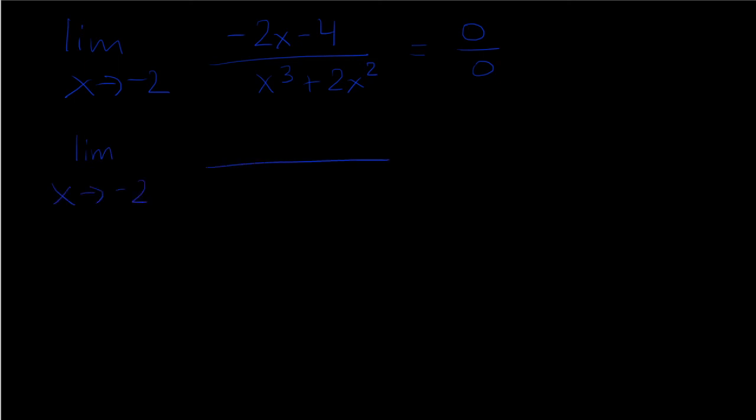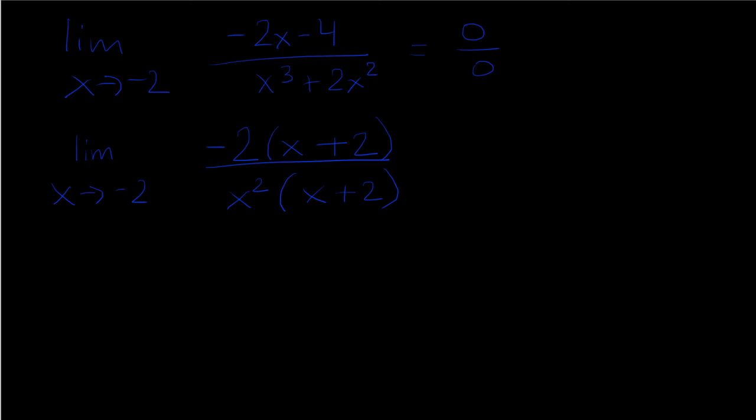Next problem, we're given the limit as x approaches negative 2 of (negative 2x minus 4) over (x cubed plus 2x squared). I plug in negative 2 and I get 0 over 0. So that means I'm going to have to do some algebra. At the top I can factor out a negative 2, so then what's left is x plus 2. And the bottom, they both have a factor of x squared, and what's left is x plus 2.